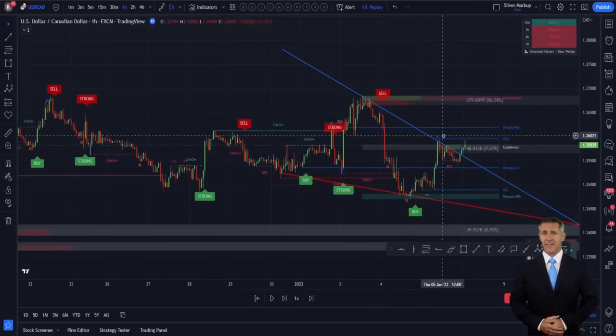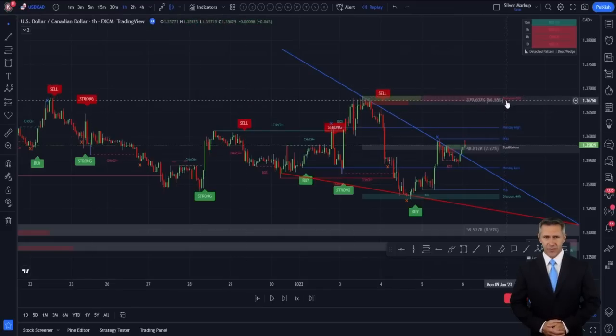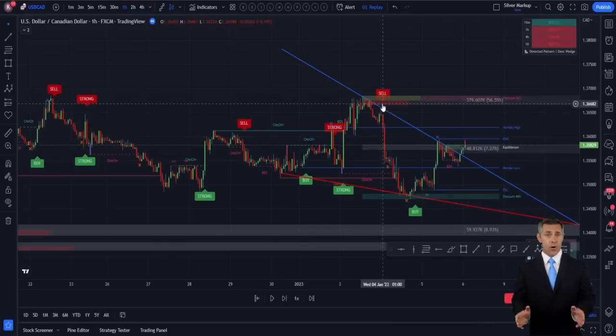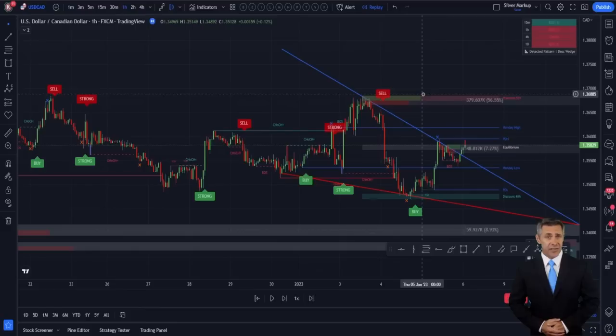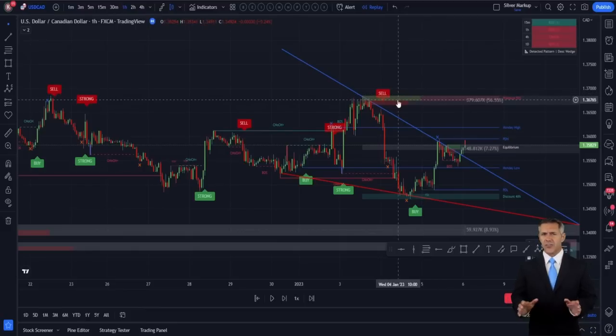And then all I'm looking for is, you see that a premium level means that the price is at a higher amount than what the fair market value would be. So you see here, this is the equilibrium point. So this is like the fair market value. You see up here, it's a premium point. So that premium level identifies with the Lux Algo order block.